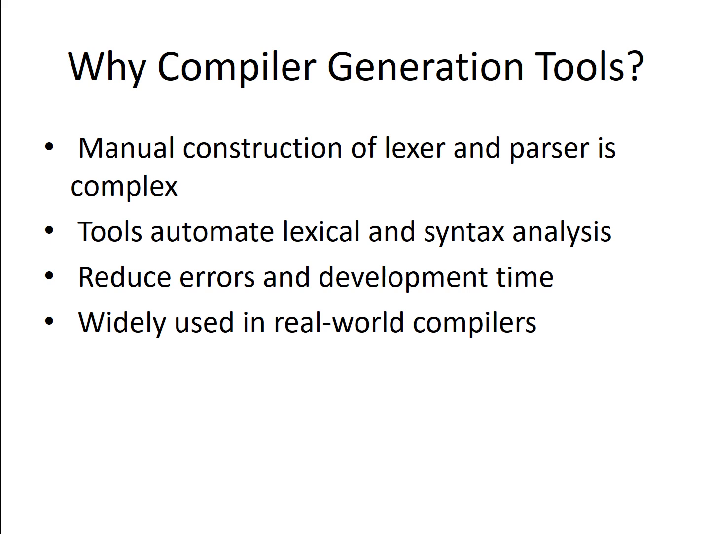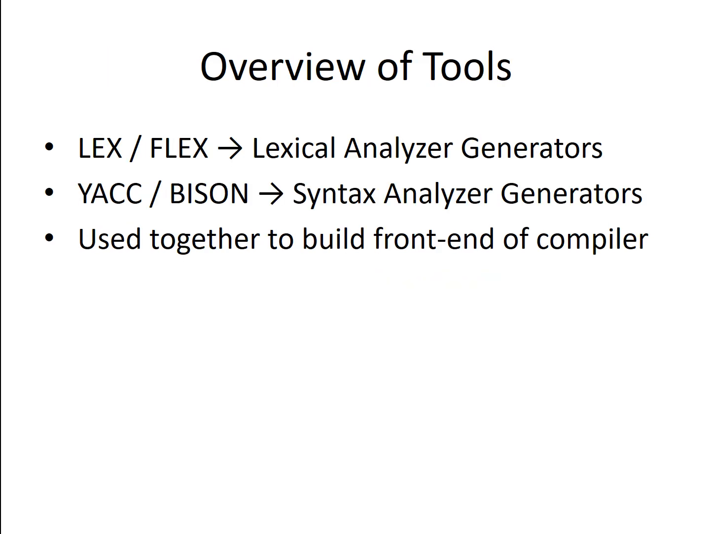Now, by automating them, we are trying to reduce the errors and also the development time involved in developing code. And it is also widely used in real world compilers like C or C++. Say for example, if you take the case of C, we have different flavors like ANSI C or Microsoft C or IBM C or Borland C, and then GCC based on the Linux or the Unix platforms. So we have an overview of those tools.